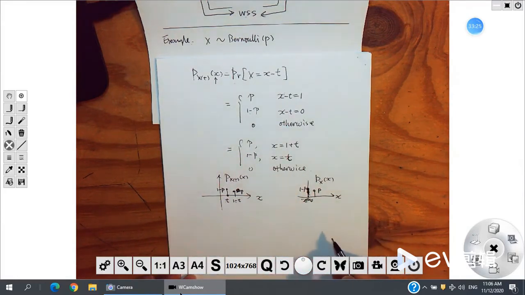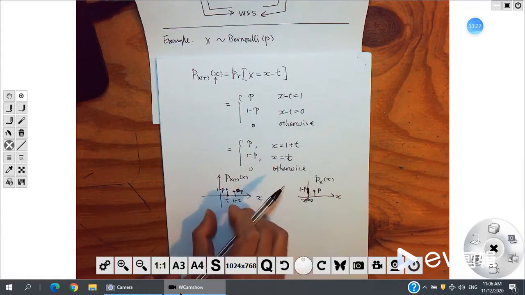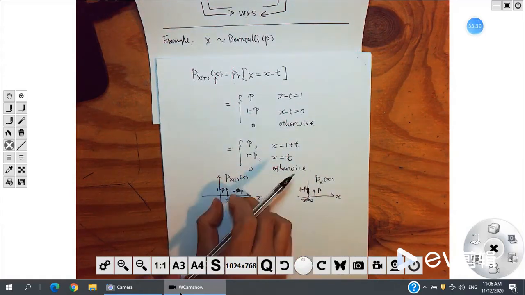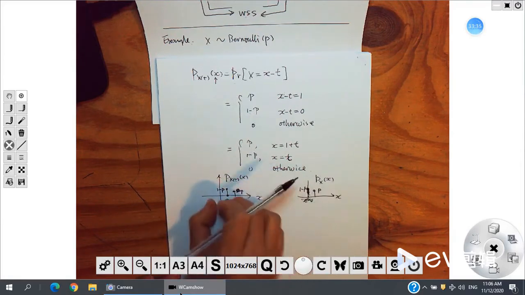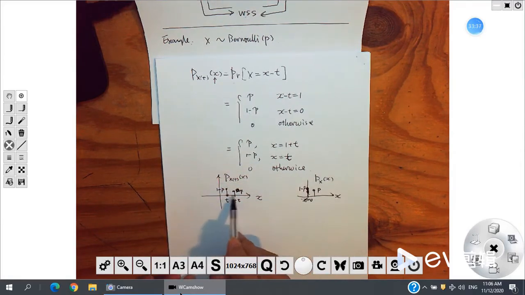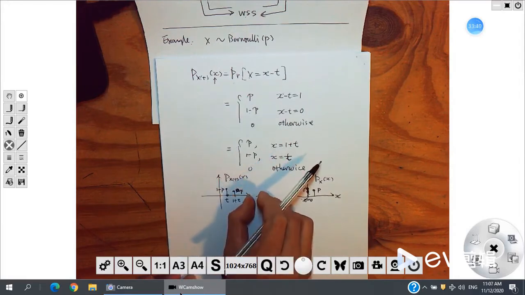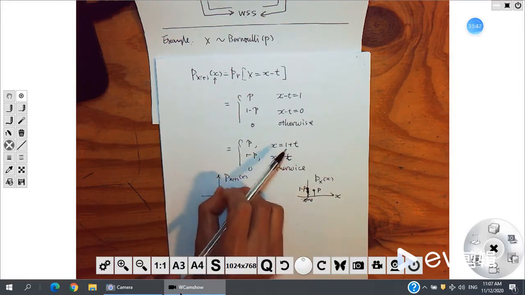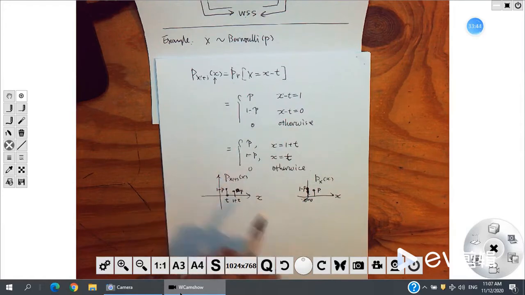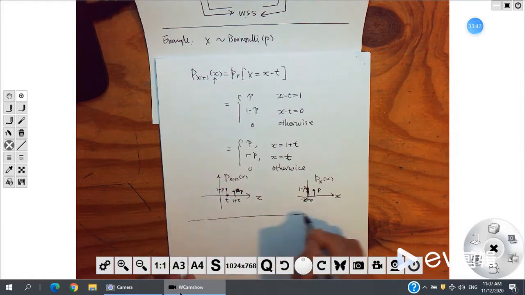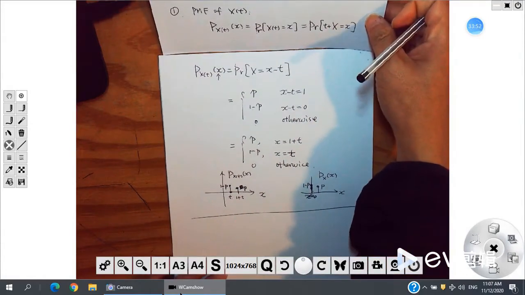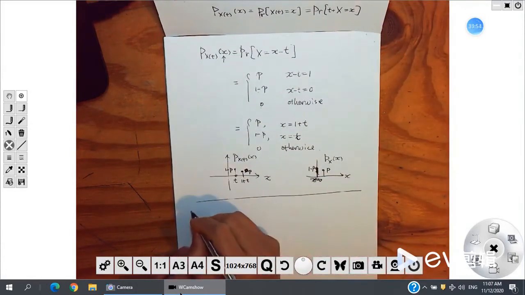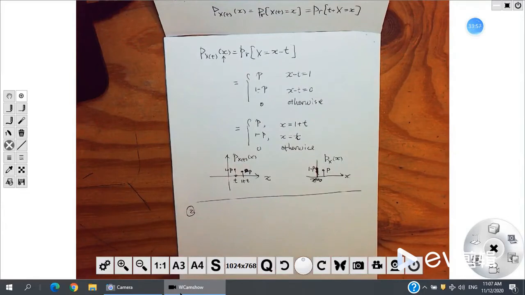And t is different, right? t is time. For different time, the waveform is the same. The function's form looks the same, but the location is different. Shifted. For larger t, these two peaks will go to the right. For smaller t, these two values will go to the left. Okay, this is the distribution, the function.